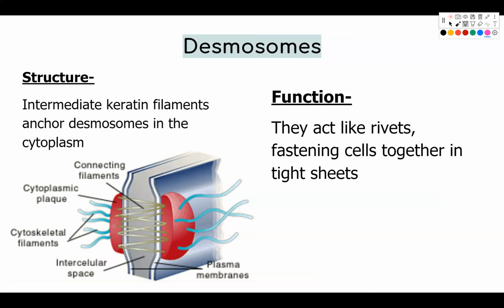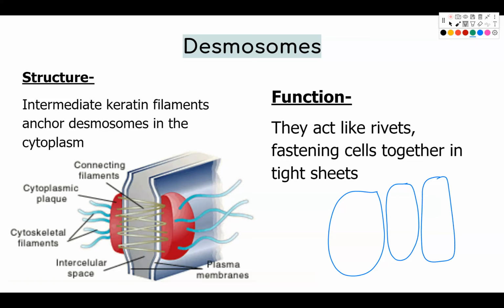Desmosomes have keratin filaments that anchor desmosomes in our cytoplasm, and they act like rivets, fastening cells together in tight sheets. So we've got another way to fasten cells together. So we're going to go back to our handy dandy drawing here. Cell number 1, cell number 2, cell number 3. We've got our desmosomes here in green.